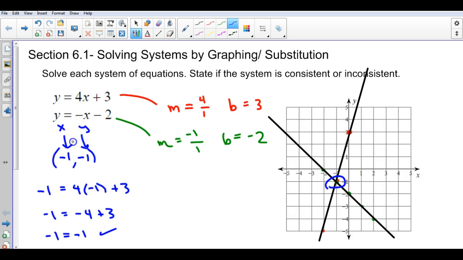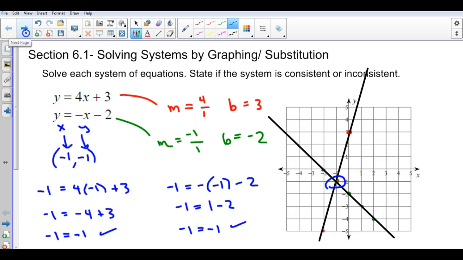If I want to check if it's on the bottom line, I'm going to take the bottom equation and substitute the same coordinate in. So negative times negative 1 minus 2. This is the bottom equation, so you're going to end up with negative 1 equals 1 minus 2, which is also negative 1. So like I said, out of all of the points on both of these lines, this intersection point is the only point that satisfies both equations.